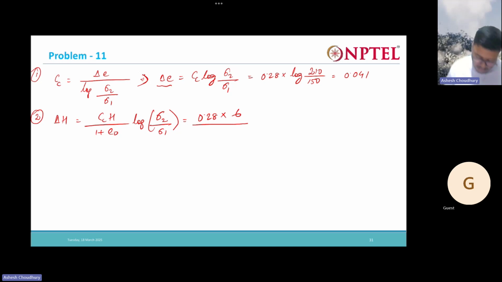Six is the thickness, 1 plus e naught. So e naught is given: the initial void ratio at a stress of 150 is 1.95. Okay, this one we will calculate. Check how much you are getting. This much will be the settlement of the soil due to the increase in stress from 150 to 210.